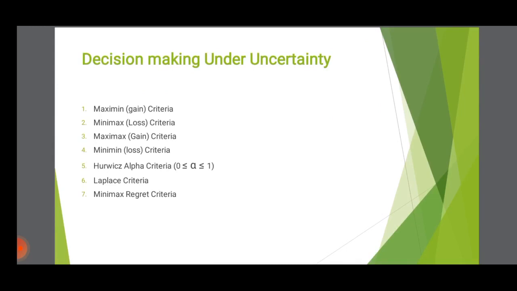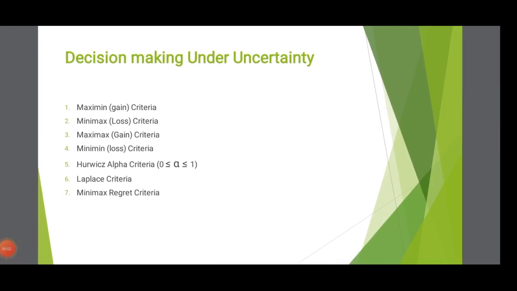Now, decision making under uncertainty. Under decision making under uncertainty, 7 criteria come. First one, maximin criteria. Second, minimax criteria. Third, maximax criteria. Fourth, minimin criteria. Fifth, Hurwitz alpha criteria. Sixth, Laplace criteria. And seventh, minimax regret criteria.